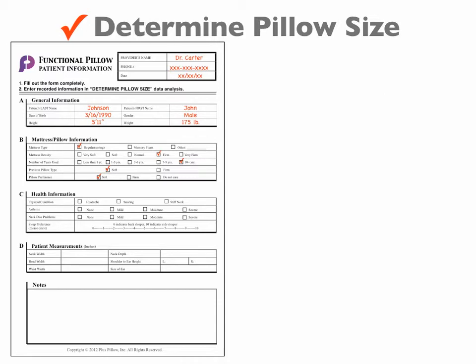Under Section C, mark his health information. As mentioned earlier, John suffers from stiff neck. He has no record of arthritis or neck disc problems, so mark none.